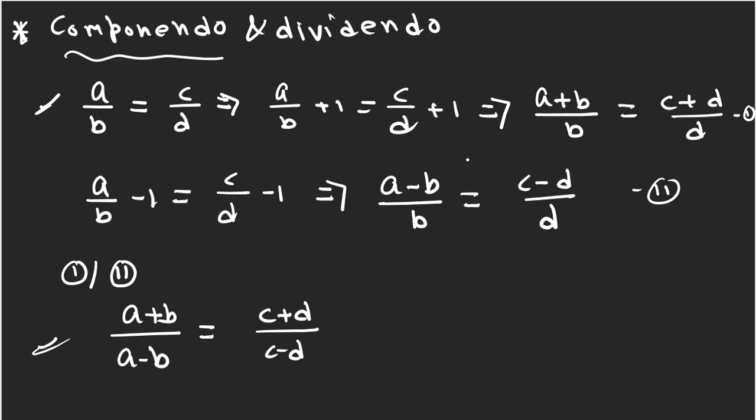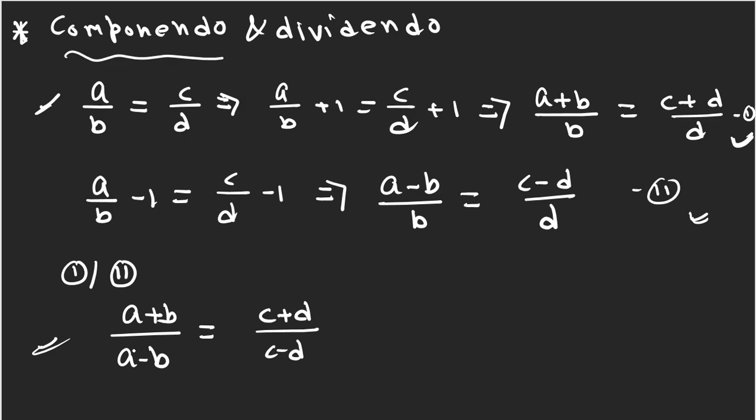This, when we have added one, so equation number 1 is according to componendo and equation 2 is called dividendo. And when we combine these two, we get (A plus B) by (A minus B) is equal to (C plus D) by (C minus D). This is called componendo dividendo. In short, we call it CD.